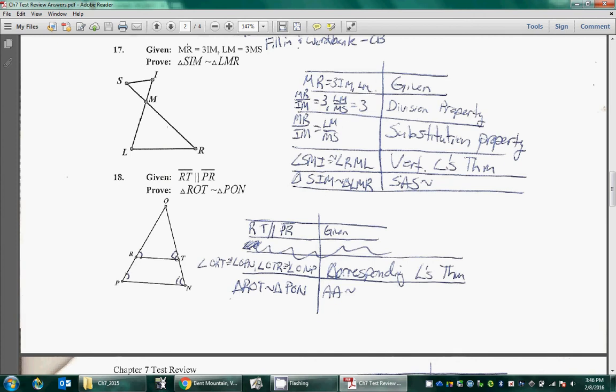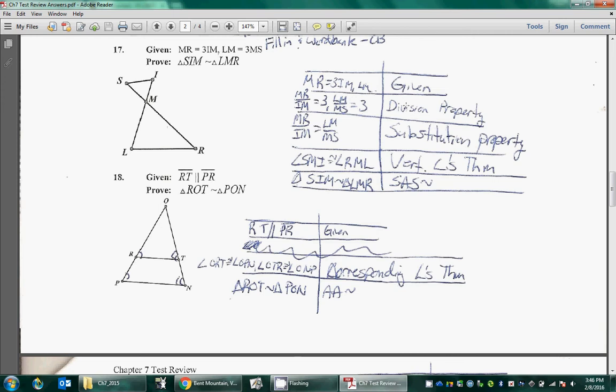So if you look, I have for the given, MR equals 3IM, and LM equals 3MS. Okay. So with these, it's a little bit different, but you're always doing the same step. You're trying to get the scale factors to be the same. So the only way to get that number by itself, that scale factor, is to divide both sides by IM. So I get MR over IM equals 3. LM, when I divide by MS, leaves 3 by itself.